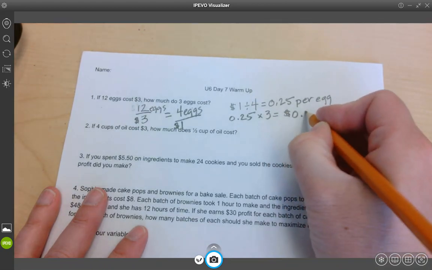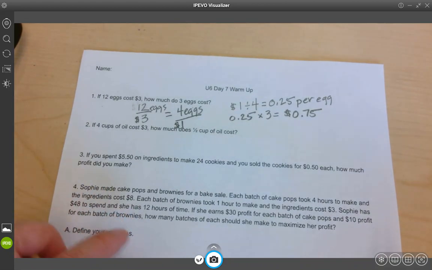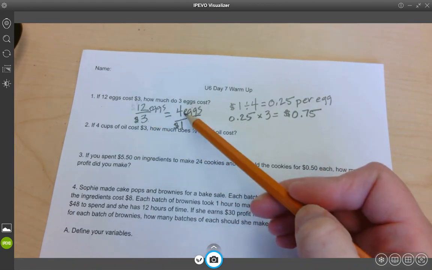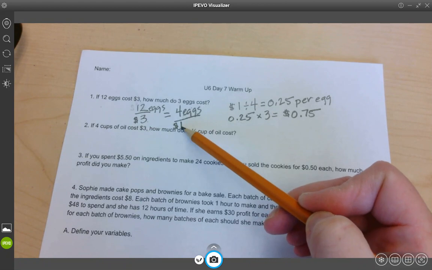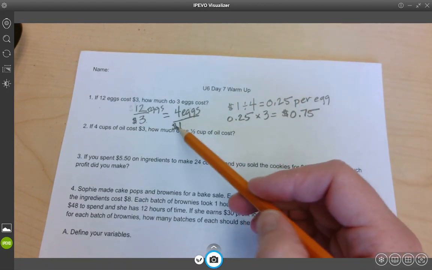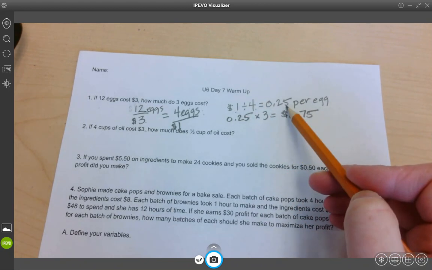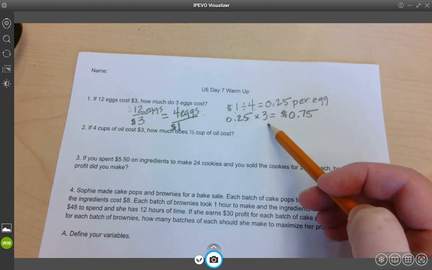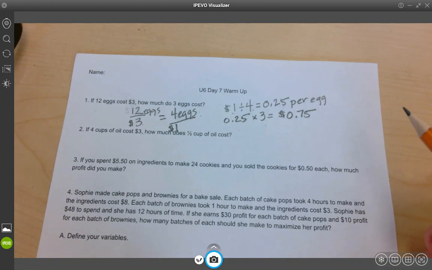So I just want to repeat what Shelby said for her process, and then I'll take a different idea from somebody else. So she divided the eggs by $3, and that gave her 4 eggs for $1. These are equivalent fractions. And then she said, okay, $1 for 4 eggs, I can split that $1 into fourths, and I get 25 cents per egg. And then I can multiply that by 3. Did anybody else use Shelby's method? Okay. Who can tell us a different way that they solved it?